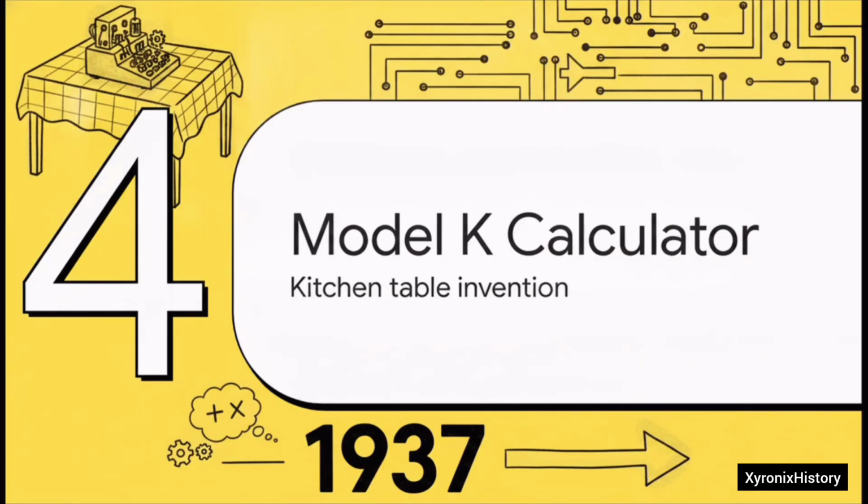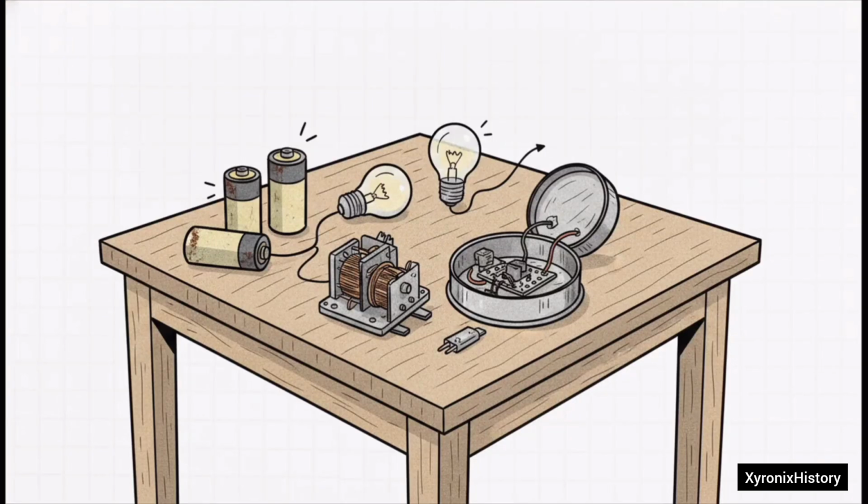Section 4, the Model K calculator, George Stibitz's kitchen table invention. So in that exact same year, 1937, a guy named George Stibitz decided to take these concepts and physically build them into the world's first working digital calculator.